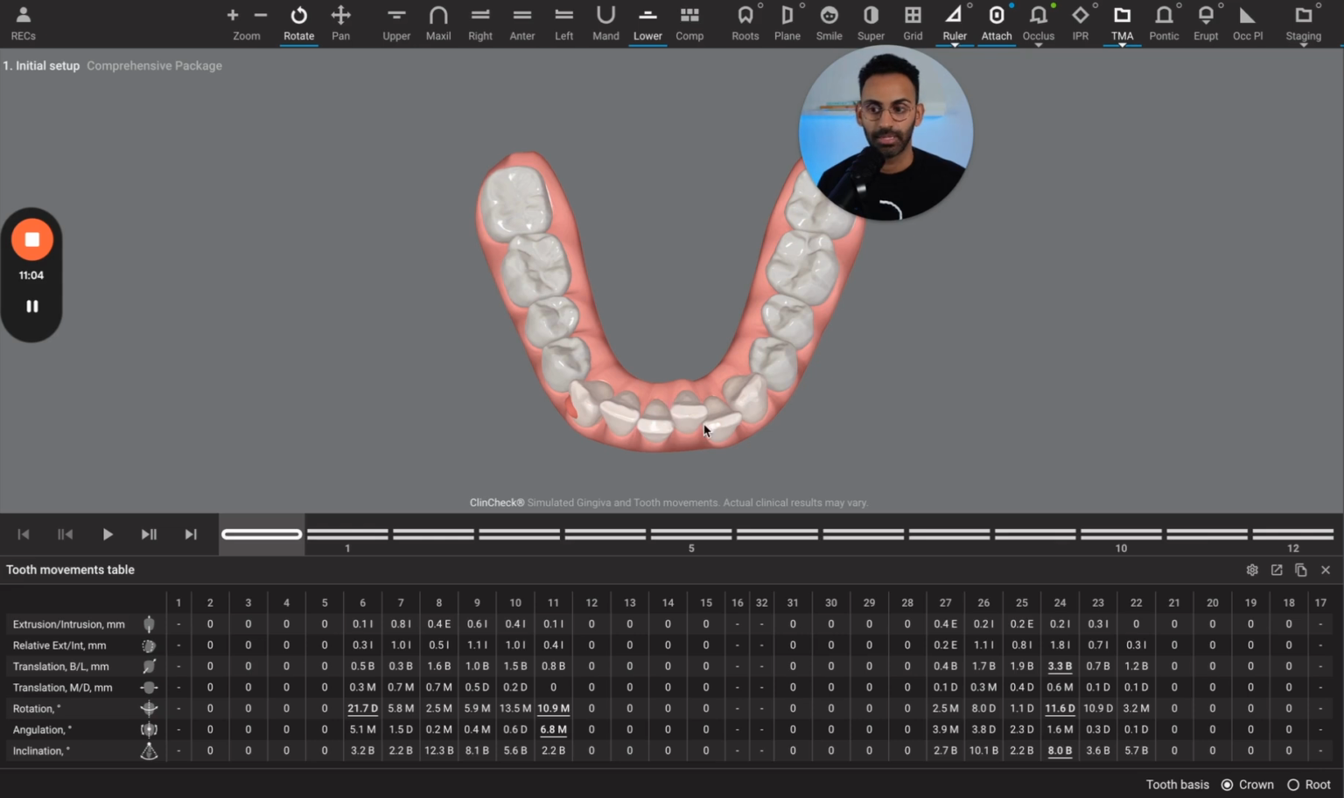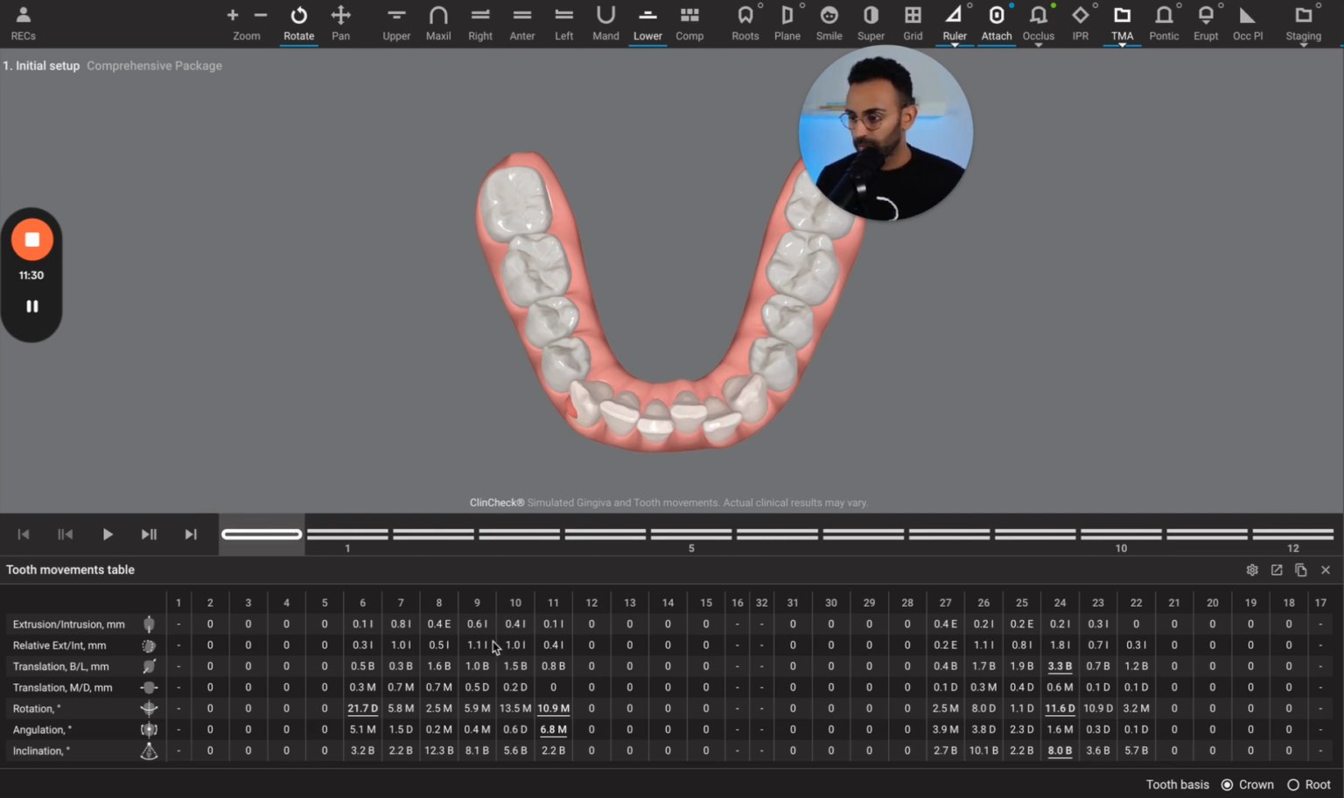Going down the list of things to look at, one thing I like to see is how much expansion are we getting? Expansion, making sure that we're not blowing through any buccal plates here. So for this tooth here, we've got some buccal translation, right? So we're expanding everything out, expanding the arch there. And so you want to make sure that you're not going too far because if you do, you can blow through the buccal plate and that is not a fun thing to experience.